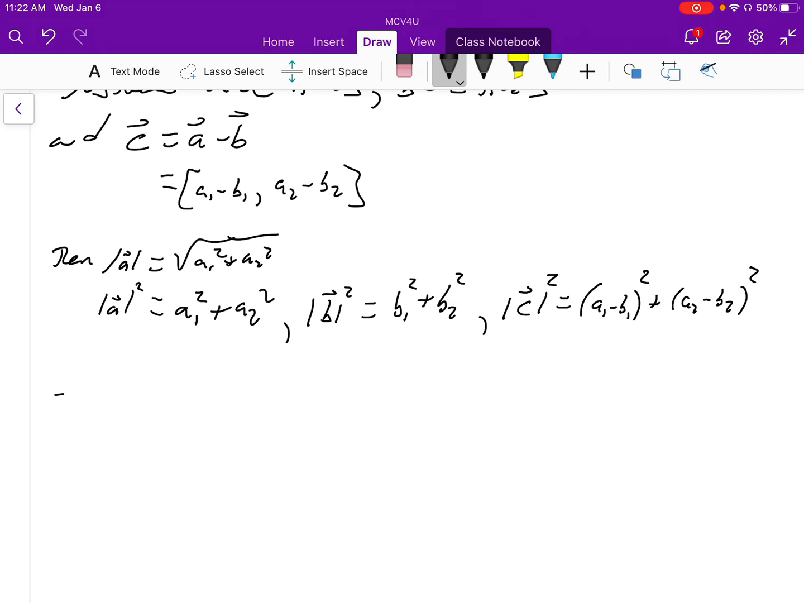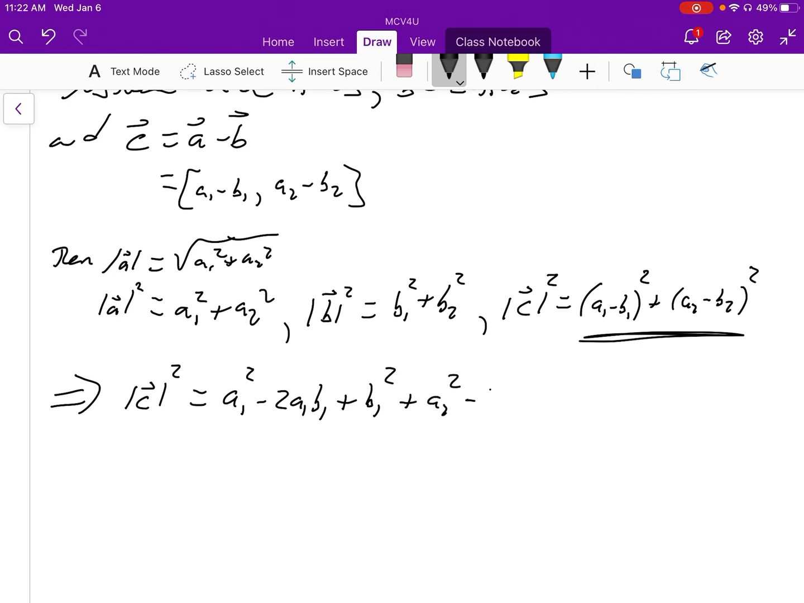So therefore, this means that the magnitude of C squared, if we expand this right-hand side, then we have A1 squared minus 2A1B1 plus B1 squared, plus, expanding the next bracket, A2 squared minus 2A2B2 plus B2 squared.